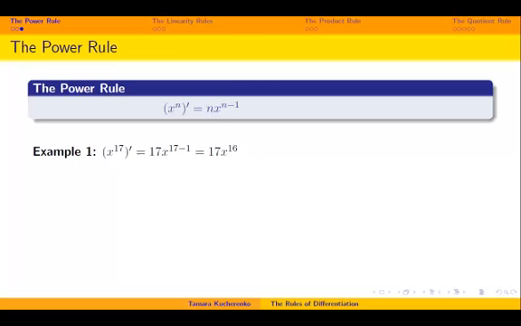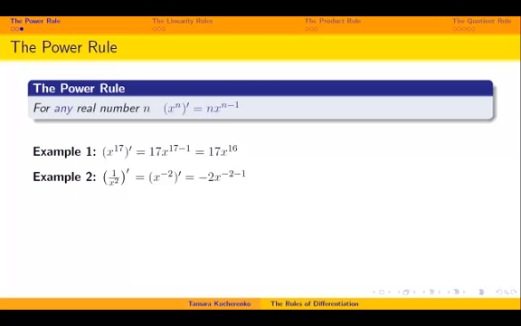It can be proven that the power rule holds for all exponents, whether negative, fractional, or irrational. For example, let's find the derivative of 1 over x squared. First, we rewrite 1 over x squared as x to the power negative 2. Then we use the power rule. We bring negative 2 down and then subtract 1 from the exponent.